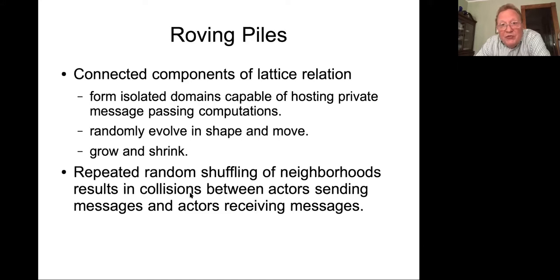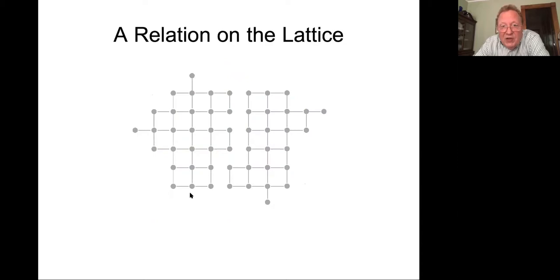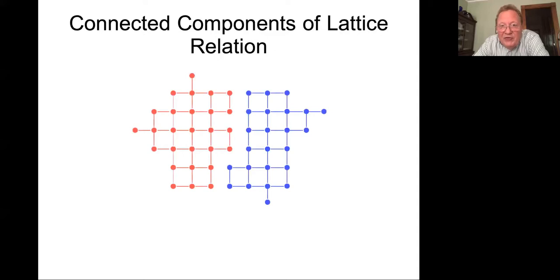Okay, so this is a lattice. This is a relation on the lattice, which is, say, a set of edges. And then these are two connected components of the lattice relation. These could be the cytoplasms of two different cells. They form what I call the footprint of the cells, because the cytoplasm consists both of this lattice relation, which is the footprint, and also a stack of actors on top of it, like stacked checkers.